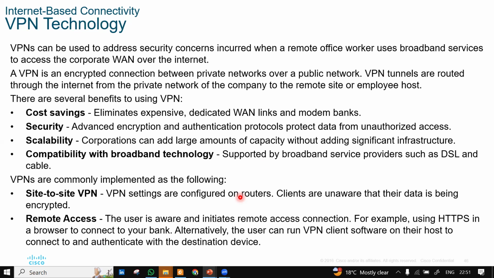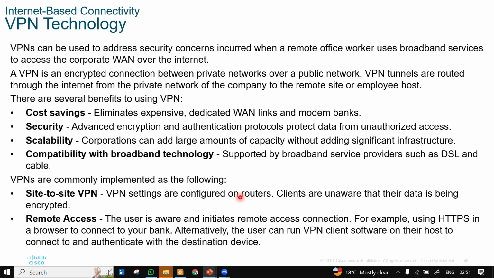Right, remote access. This one is a bit different. The user is aware and initiates the remote access connection, for example using HTTPS in a browser to connect to a bank. Alternatively, the user can run VPN client software on their host to connect to and authenticate with the destination device.